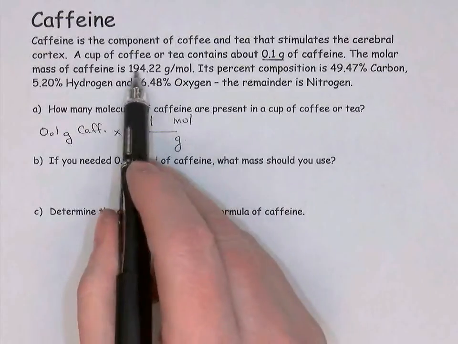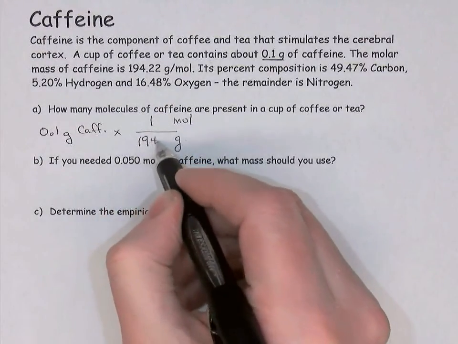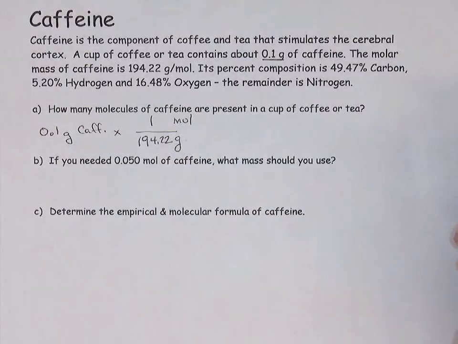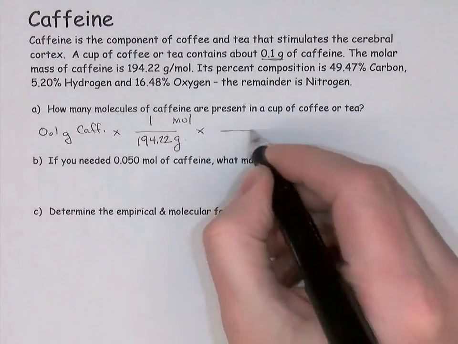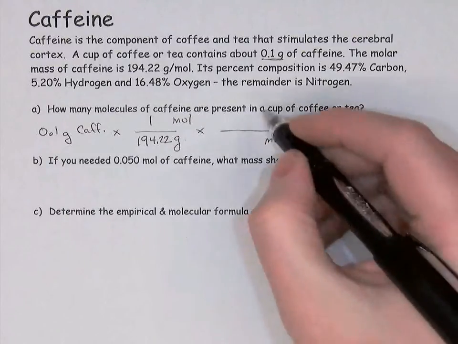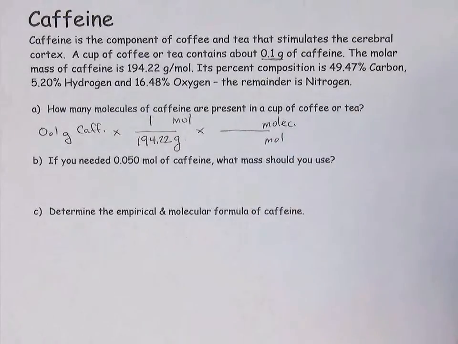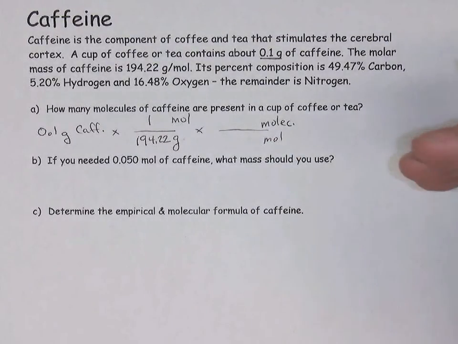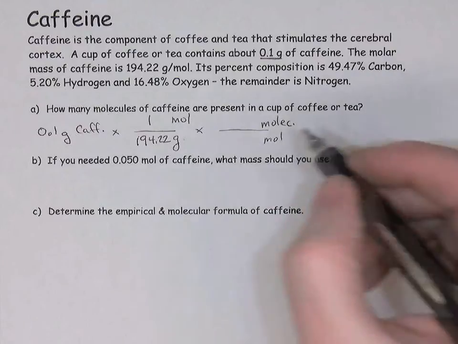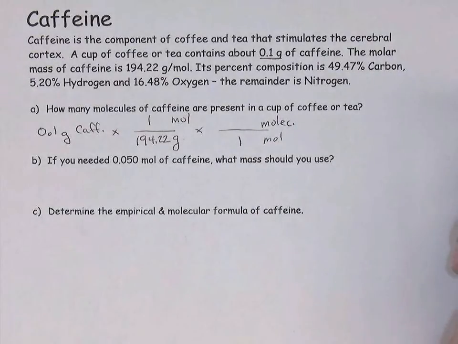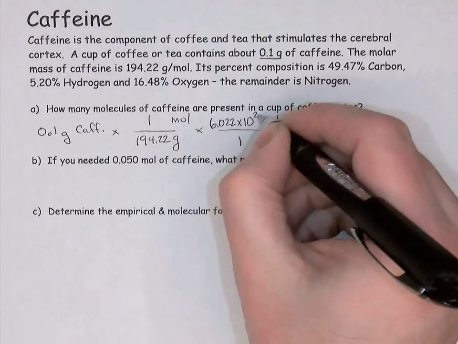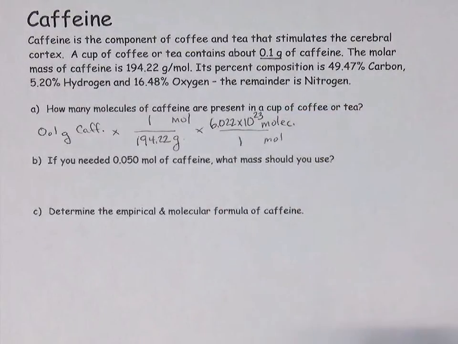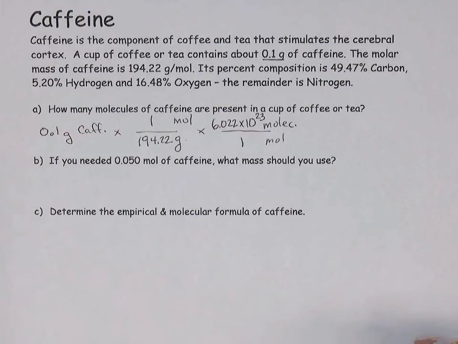1 mole of caffeine has a mass of 194.22 grams. The molar mass is the mass, in grams, of 1 mole of the substance. And now we're going to convert the moles of caffeine to molecules of caffeine. The question was how many molecules are present. When you're converting from moles to particles, whether it's molecules or atoms, Avogadro's number comes into play. 1 mole of anything, according to Avogadro's number, contains 6.022 times 10 to the power of 23 things.